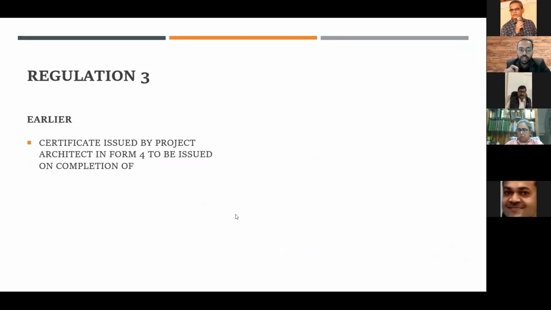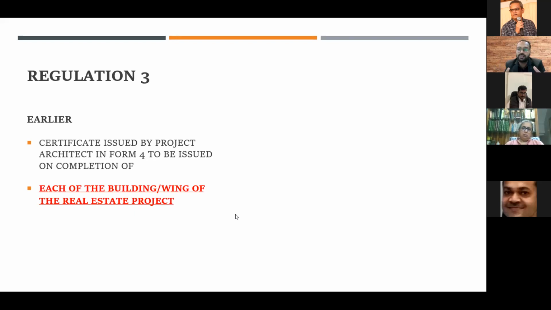Certificate issued by the project architect in Form 4. Form 4 is to be issued when the project is completed in all respects, that is, it is fit for occupancy and we have a proper OC. Earlier, this certificate was required for each building or wing registered under the real estate project. Suppose the whole project is registered, but I have availed registration wing-wise or building-wise for 3-4 buildings. Then after the completion of that particular building, we had to take this Form 4.